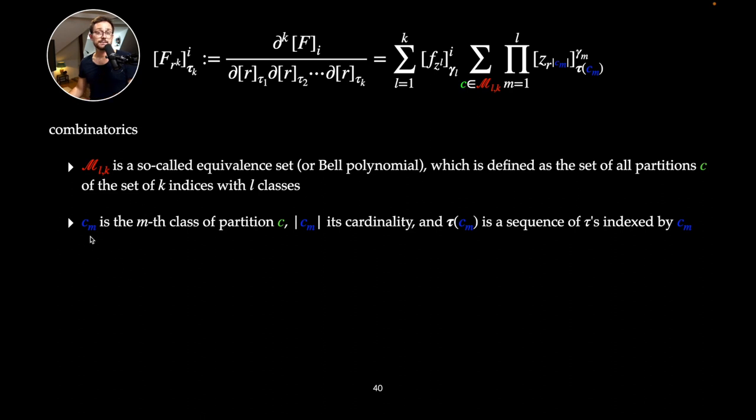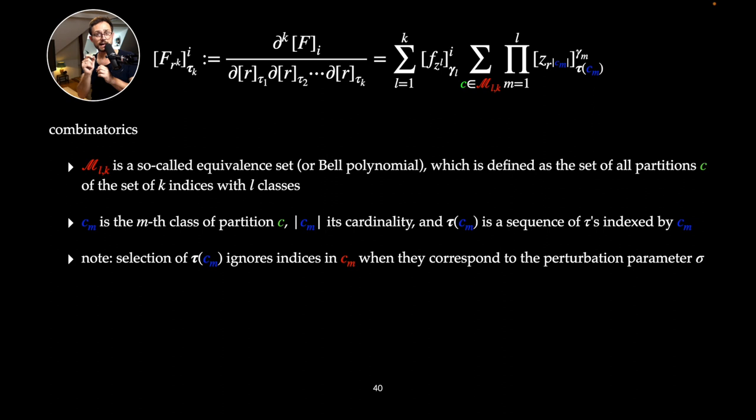If I have that, then I'm denoting with CM the mth class of this partition, and the absolute value is basically counting how many elements are in the set. This is what we typically call a cardinality in set math. And this tau of whatever the numbers are in this CM class of the partition is basically indexing certain taus. Now those tau of CM reference some entry in the R vector, and whenever this corresponds to the perturbation parameter, we actually ignore that index.